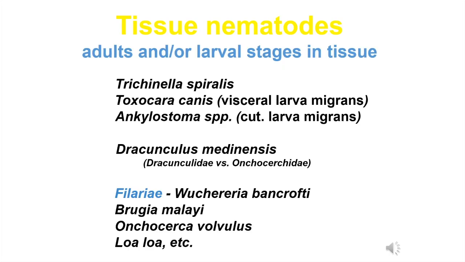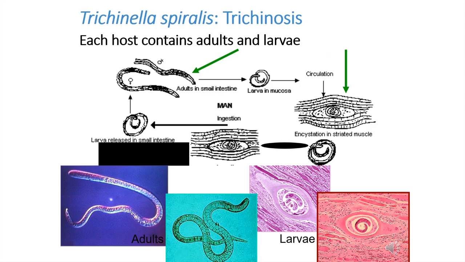Then we go to the tissue nematodes, which means that those are the roundworms which produce infection in the tissues of humans. Let's see how that occurs. Let me just sound to you some of the names: Trichinella spiralis, Toxocara canis, Ankylostoma species, Dracunculus medinensis, and the filarial worms, which we will come to study later. So let's start with these.